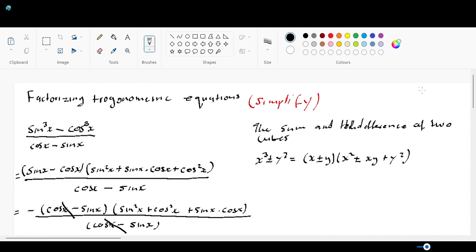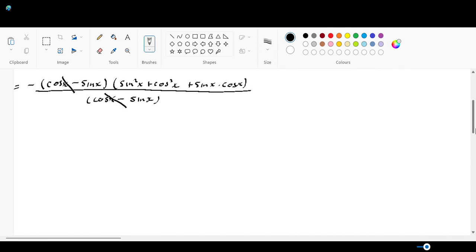As you can see, cos minus sine, they give us 1. So you're going to be left with minus, then close bracket, sine squared x plus cos squared x plus sine x cos x. Okay, so we know that this one here, let me just underline, can give us 1.